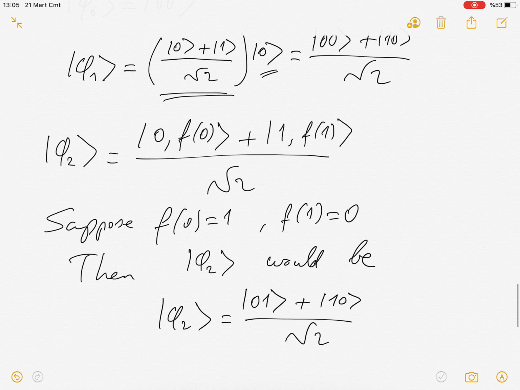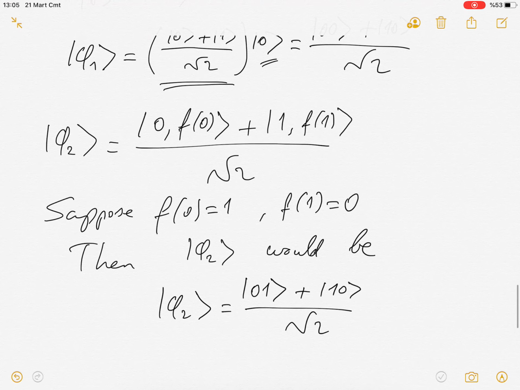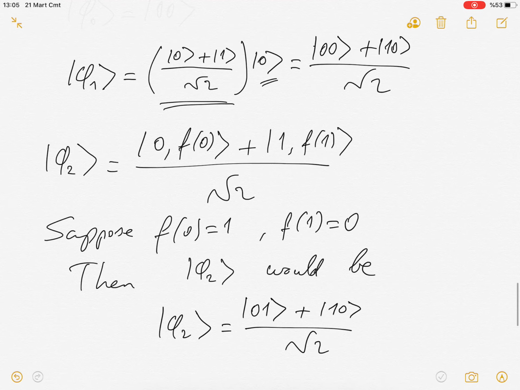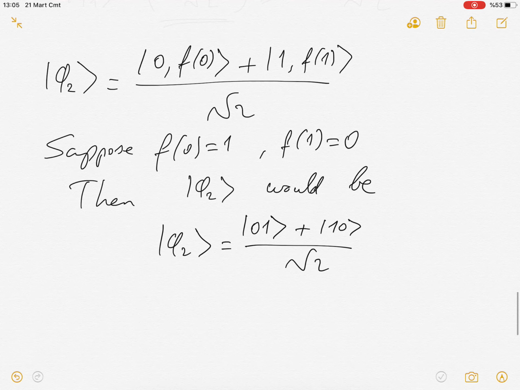Now what do we get out of this? If we measure phi 2, the first qubit will be in state either 0 or 1, each with probability 1 over 2 actually. So we get nothing. We have no information about whether the function is constant or balanced. And similarly for the second qubit, there's an equal chance of the second qubit being in state 0 or 1.